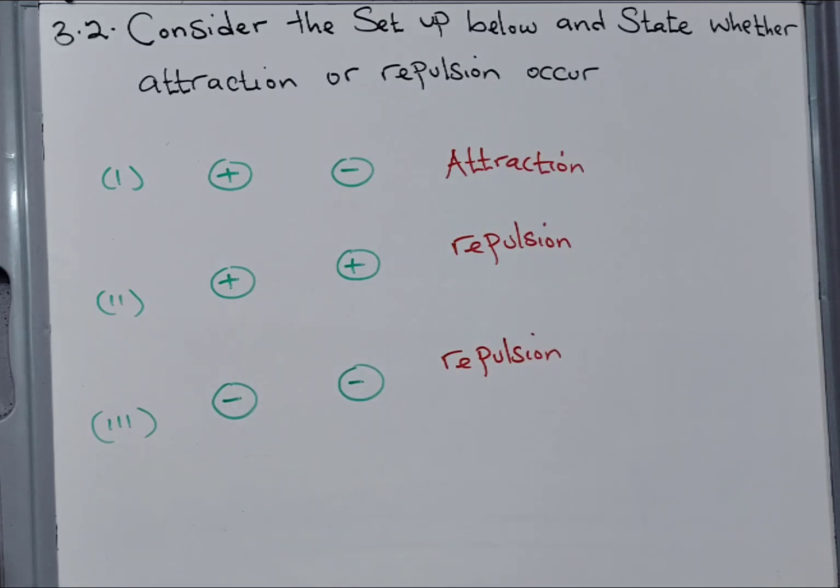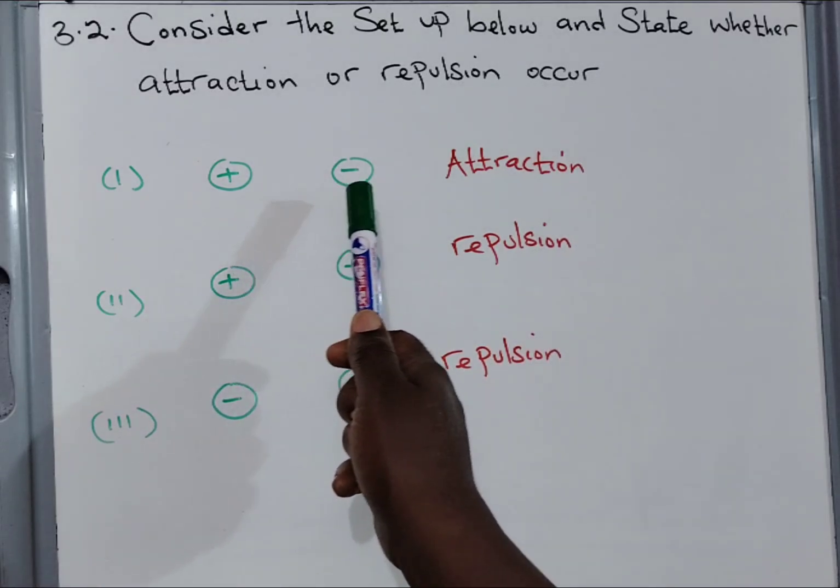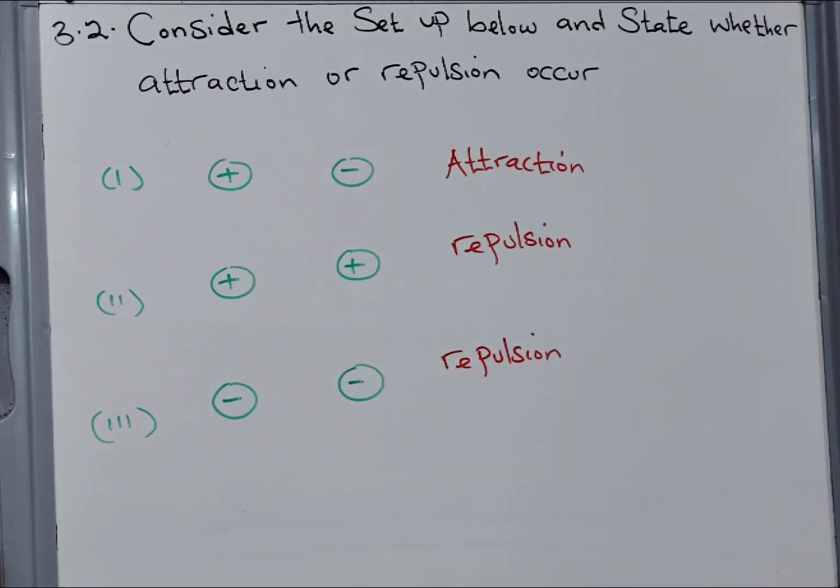You need to know that like charges means positive and positive, or negative and negative. They repel, while unlike charges attract. Unlike is when a positive is next to a negative. Those are unlike. They attract.